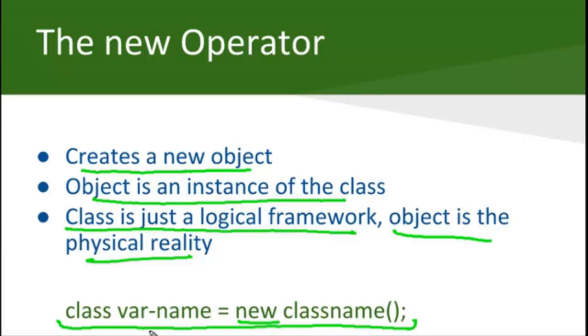We use the new keyword, and we write the variable name and the class name here. So we have the class name, variable name, new keyword, and again the class name with open-close parenthesis. And this will create the object.